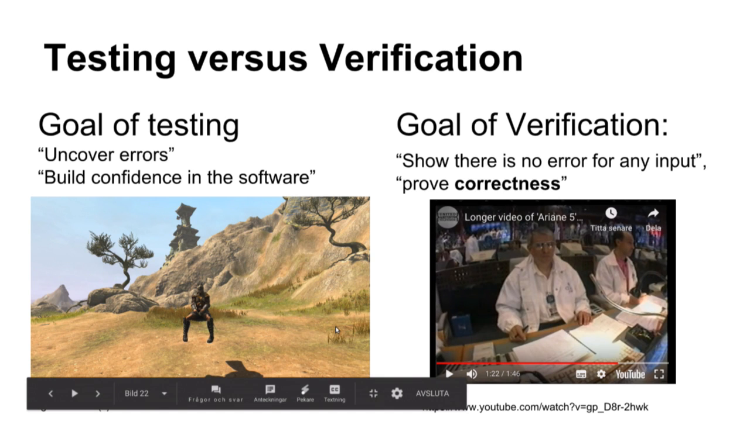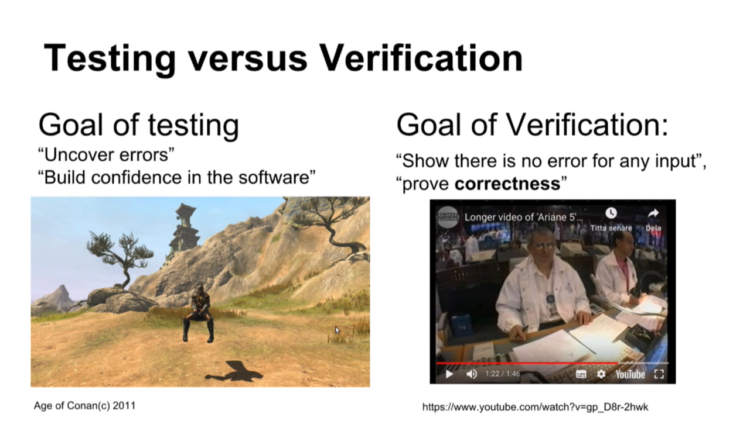Okay, so if we don't have that much money, and in almost every other case when you cannot do verification, we do testing instead. Testing is that we select a few test cases, not an infinite amount, to uncover errors that someone made, find the faults and remove those. And we build confidence in the software. On the left-hand side, there is a screenshot from Age of Conan from 2011, and it shows that, okay, the horse is not showing, but we can still play the game. No one died. Except out of embarrassment.